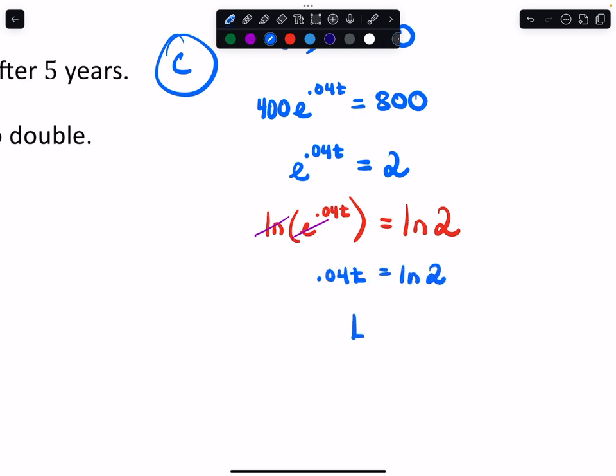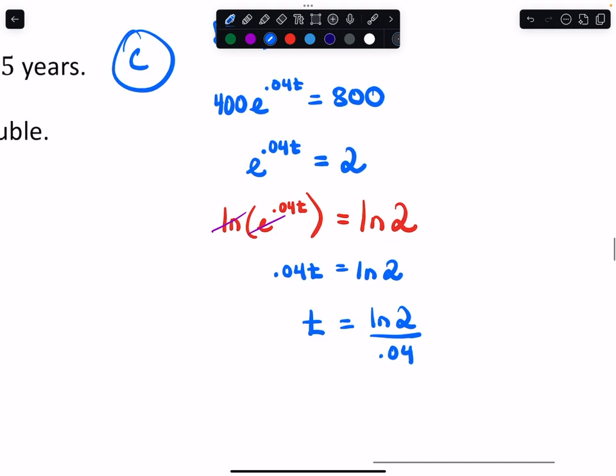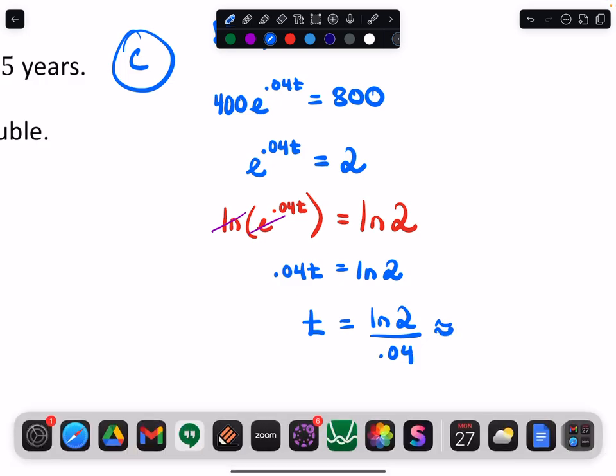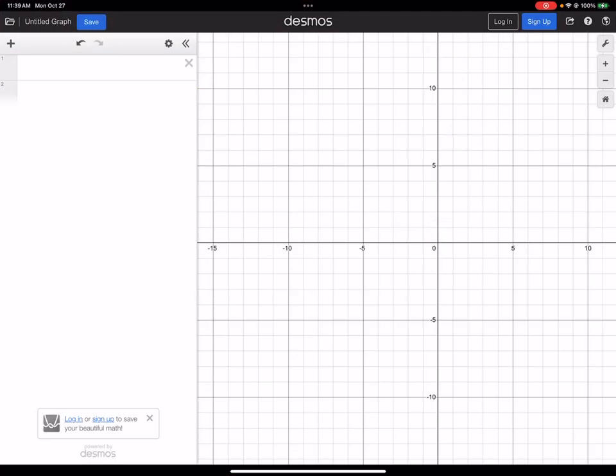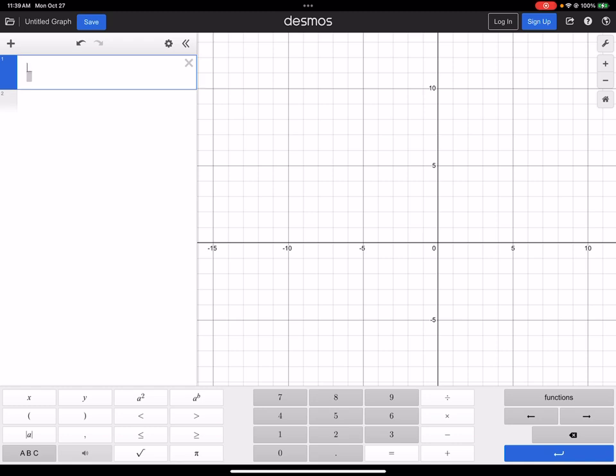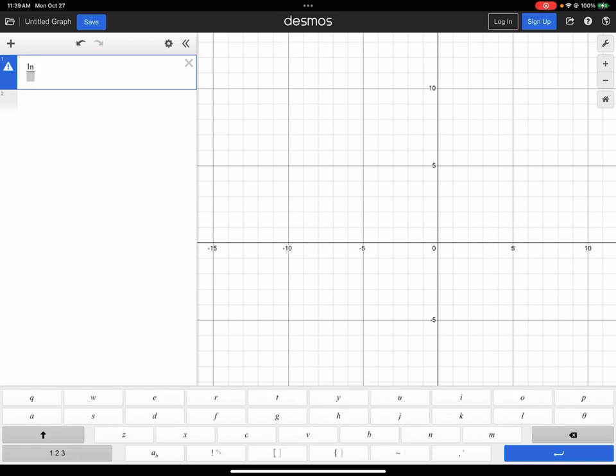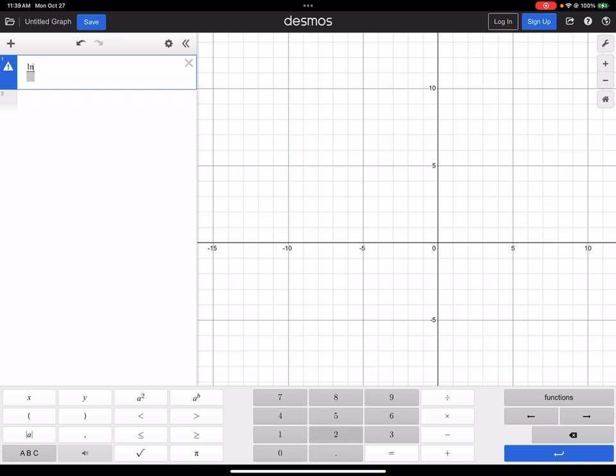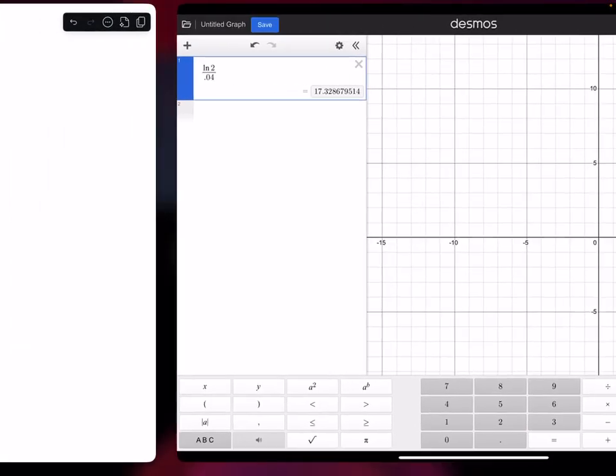And if I divide by 0.04, I get ln of 2 over 0.04. So that is the exact answer, but obviously, that doesn't really mean much. So you put that into a calculator. And by the way, if you needed to do that, maybe we'll do that here. I'll hit the divide key first to get a fraction. If you just type in ln, Desmos knows it's ln, so it's ln 2 divided by 0.04, and you get about 17.32, roughly.